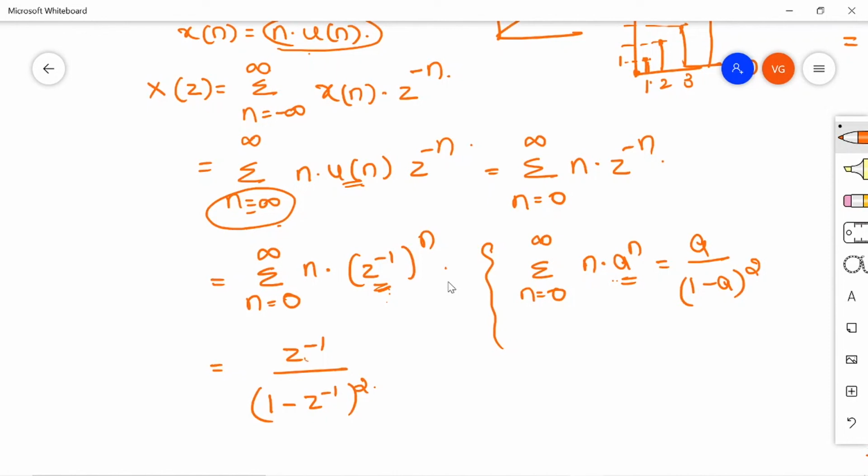See here, this 1 by z you can write it, right? Or else you do one thing, as I have this square, you just multiply with z square on both sides, numerator and denominator. Then it will become z divided by (z minus 1) whole square, right? So this is the Z transform of the unit ramp sequence.